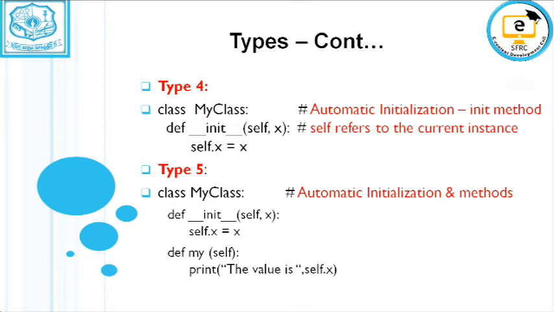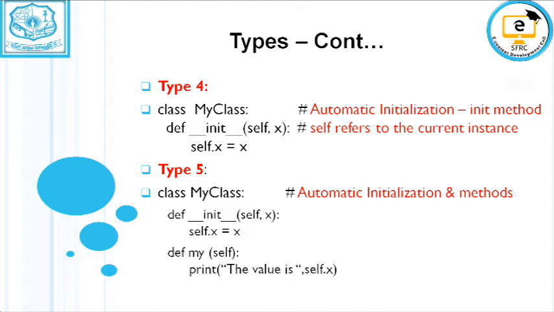only during object creation. Type 5 denotes both the automatic initialization as well as a method being created. The init method helps to assign the value for the current object x, and the method helps to display the value of the object instance using the my method.